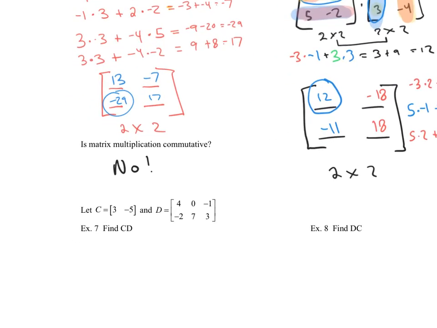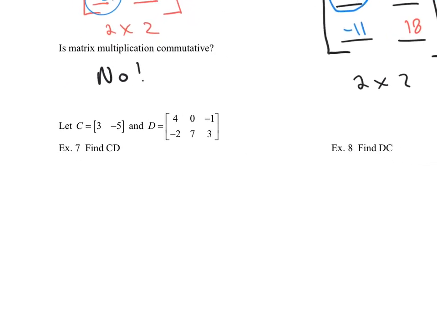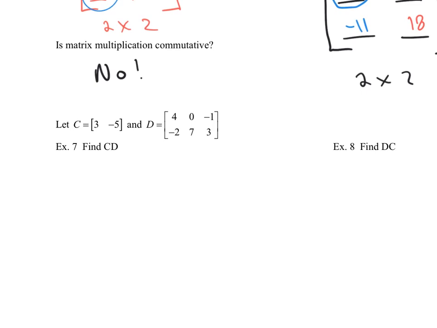All right, to finish up here, let's look at examples 7 and 8. So in 7, we're supposed to do c times d. Well, let's see if we can even do it. We have a 1 by 2, 1 row, 2 columns, by 2 rows and 3 columns. Okay, the insides match, good. So the result is a 1 by 3.